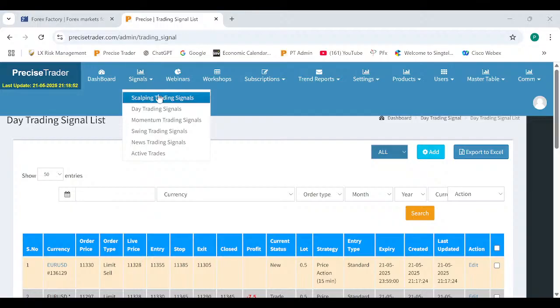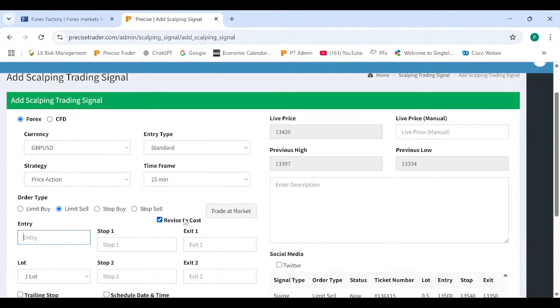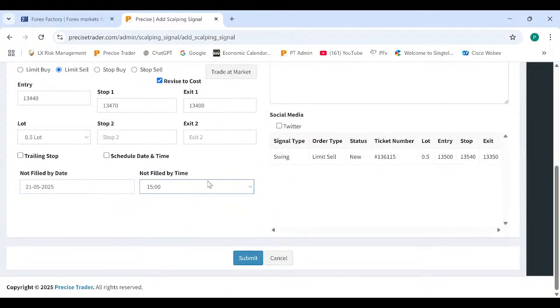One is a scalping trade, one at 34.40. Then that one stop at 70, and the one will put it as 34 or 33. I think 34 is fine. So we'll put this half lot, and this one again we'll give until 10:30.